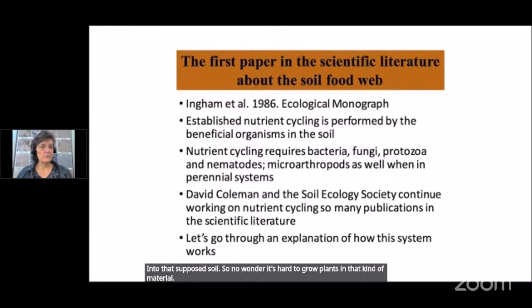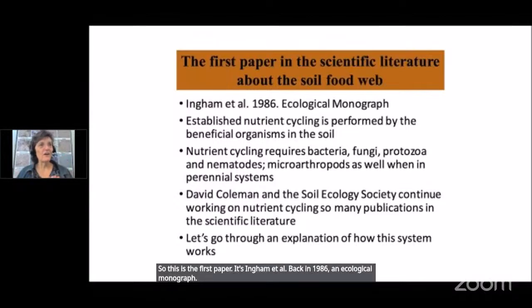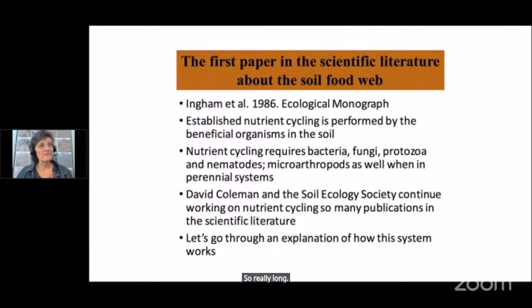So this is the first paper. It's Ingham et al. Back in 1986, an ecological monograph. So really long. Most scientific articles, you'll notice, are about 3 pages long. This is about 25, 30 pages long. And it goes through what happens when you have just bacteria or just fungi. Plants die. If you have bacteria and fungi, plants die.